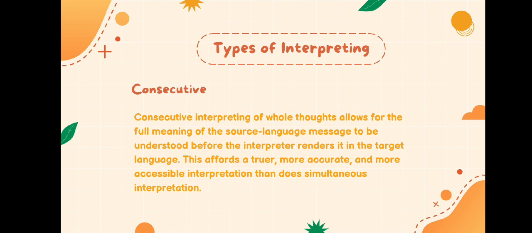Consecutive. During consecutive interpreting, the speaker stops every one to five minutes, and the interpreter then steps in to render what was said into the target language. A key skill involved in consecutive interpreting is note-taking. Consecutive interpreting of whole thoughts allows the full meaning of the source language message to be understood before the interpreter renders it in the target language. This effort is truer, more accurate, and more accessible interpretation than simultaneous interpretation.